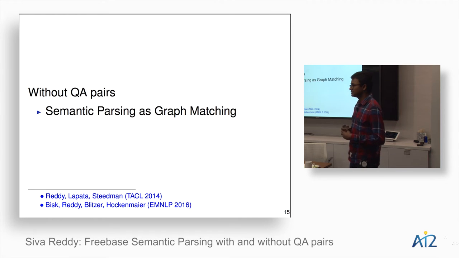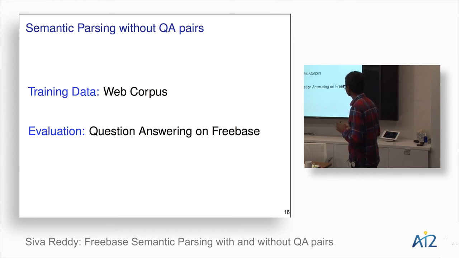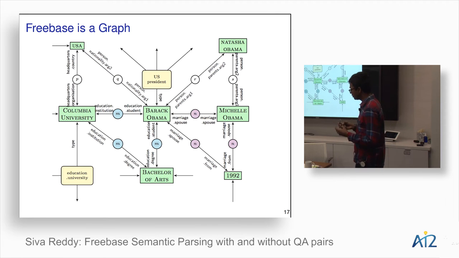Okay, so in this scenario, we do not have any question answer pairs, and I'm modeling semantic parsing as a graph matching problem. I will go into more details. The scenario is you have your training data, which is just a web corpus, and your evaluation task is question answering on Freebase. Okay? And the goal is to build a semantic parser that can answer questions. Before I do that, let's see what Freebase is.